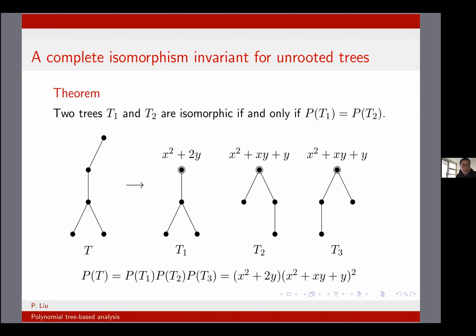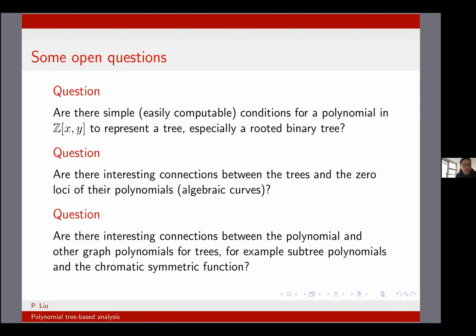It might not be very interesting in terms of math, but it could be very useful in applications, right? And the other, oh, okay. So here are some open questions that would be interesting to know.